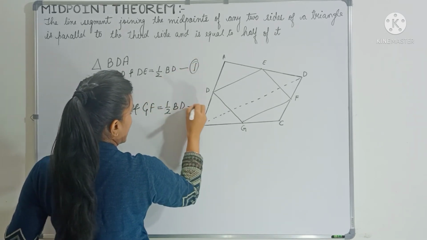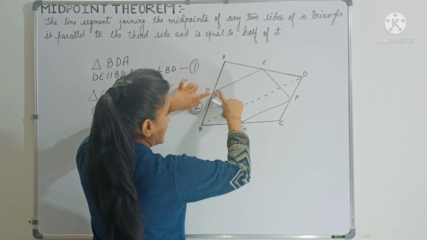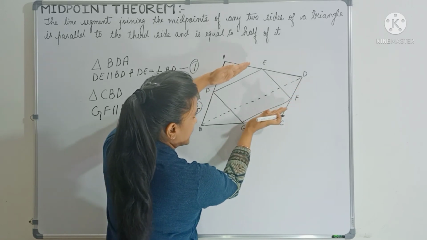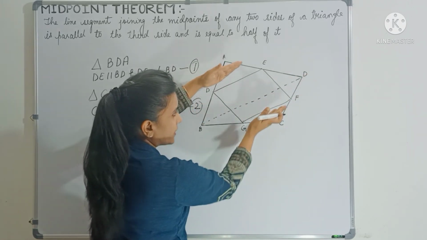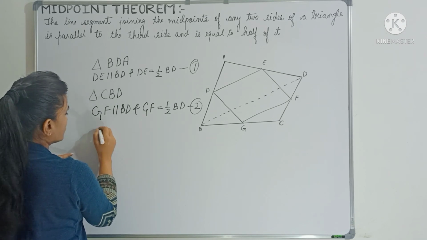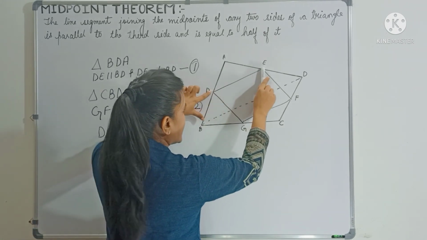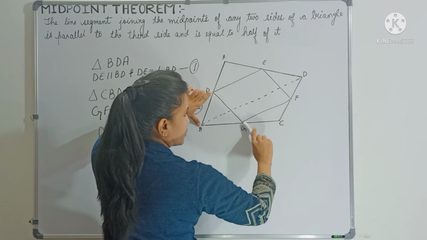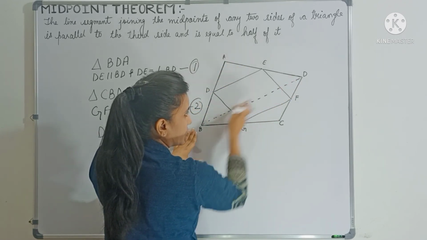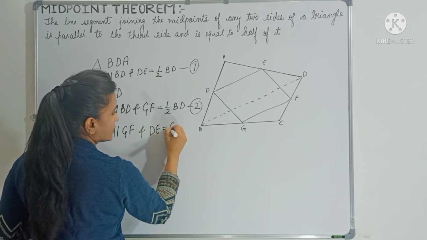Now from first and second, what can you conclude? If you see carefully, we have shown that DE is parallel to BD and GF is also parallel to BD, right? These two lines are parallel to the same line. So we can say that these two lines are parallel to each other, right? So from first and second we can conclude that DE is parallel to GF. Also we have shown that DE is equal to half of BD and GF is equal to half of BD. So since two lines are equal to half of the same line, we can conclude that DE is equal to GF, right?